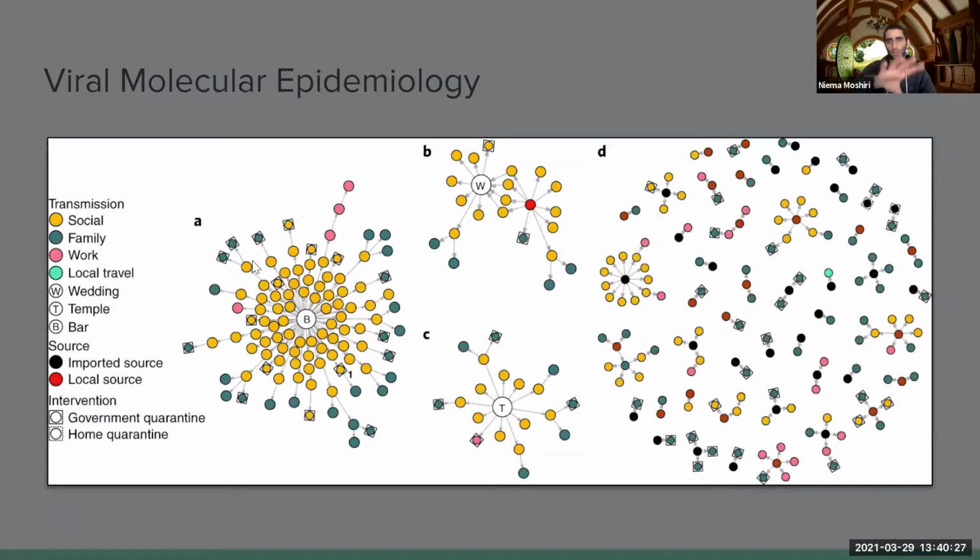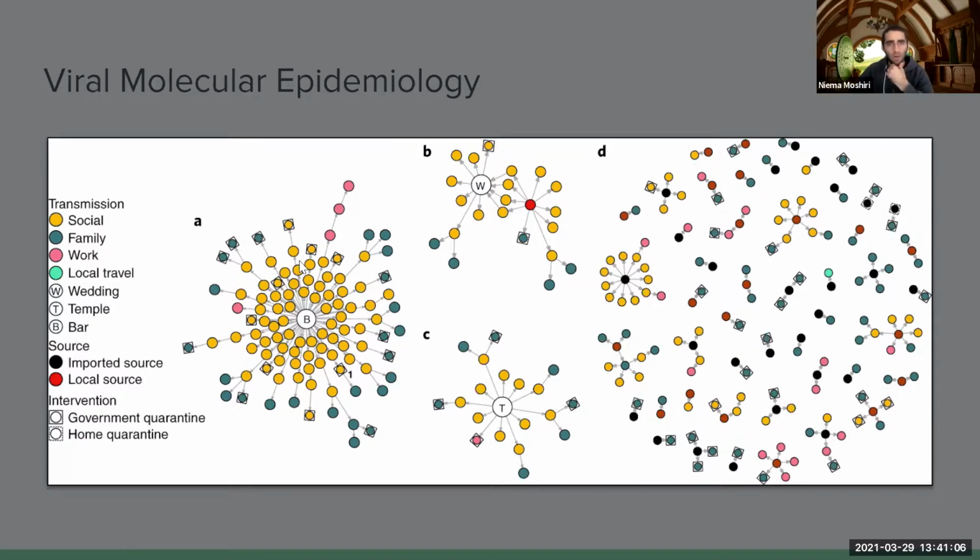We can actually do what's called transmission clustering, where we can infer these clusters by linking people based on how similar their viral genomes are. And then if we overlay demographic information, so here this is from actual COVID-19, if we overlay information like, do they know each other socially, or are they family members, or work, or local travel? Was it at a wedding, a temple, a bar? This is from a real paper. Once we can overlay this type of demographic information on top of this network structure that we can infer just from the sequence similarity, then we can get some powerful information.